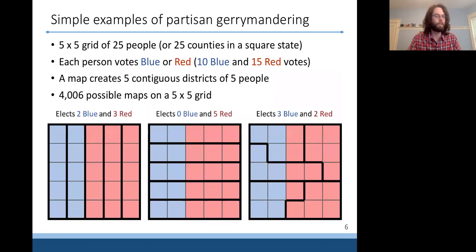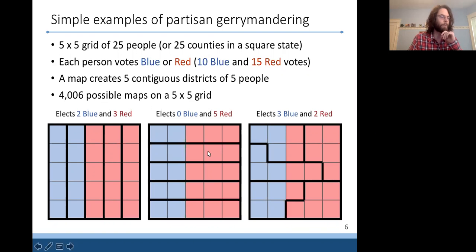So just a quick, simple example to illustrate how gerrymandering works. We've seen a little bit of these types of pictures today, but I don't think we've seen these exact ones. This looks at a 5x5 grid of 25 people. Let's say 10 of them are voting for the blue party, 15 are voting for the red party. You want to divide this into 5 districts of 5 people, or you can think of these as counties in some square state, if you want to make it a little more realistic. And these have to be contiguous. There are 4,006 possible ways to do this on a 5x5 grid. We'll see later why I know that.